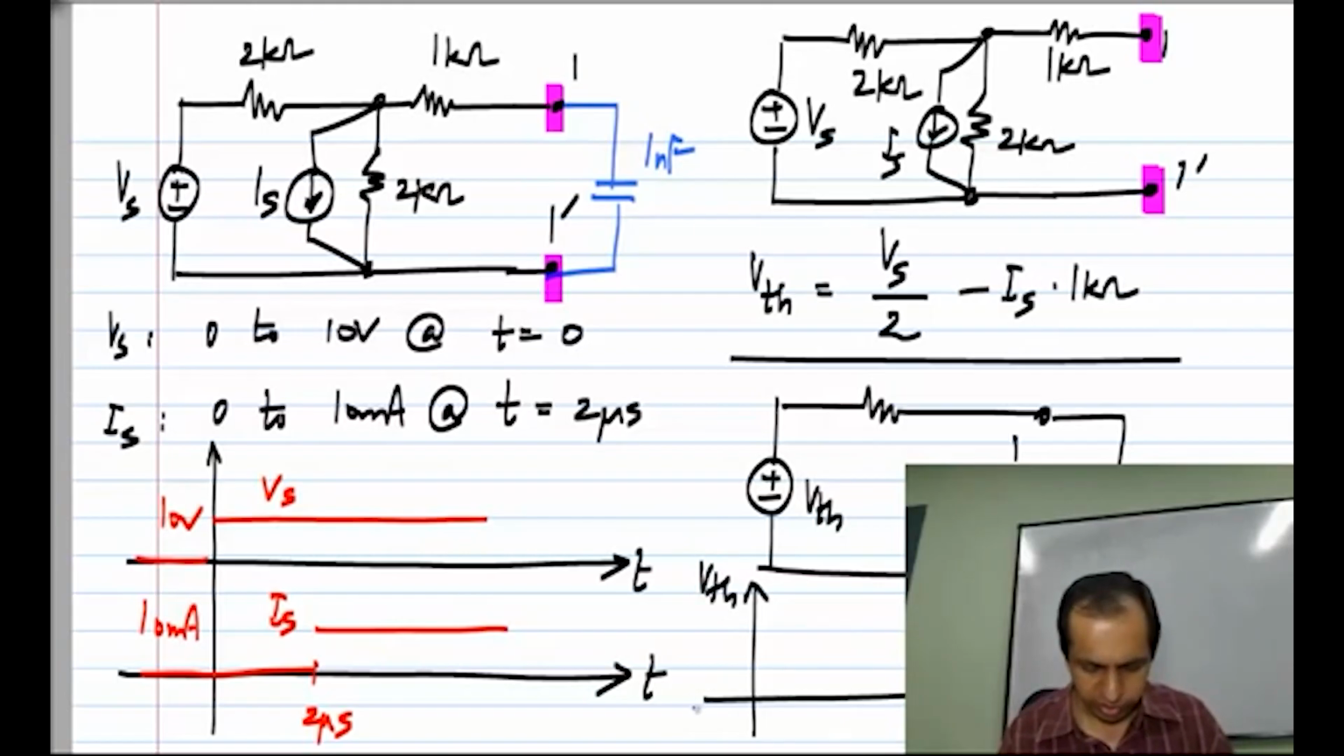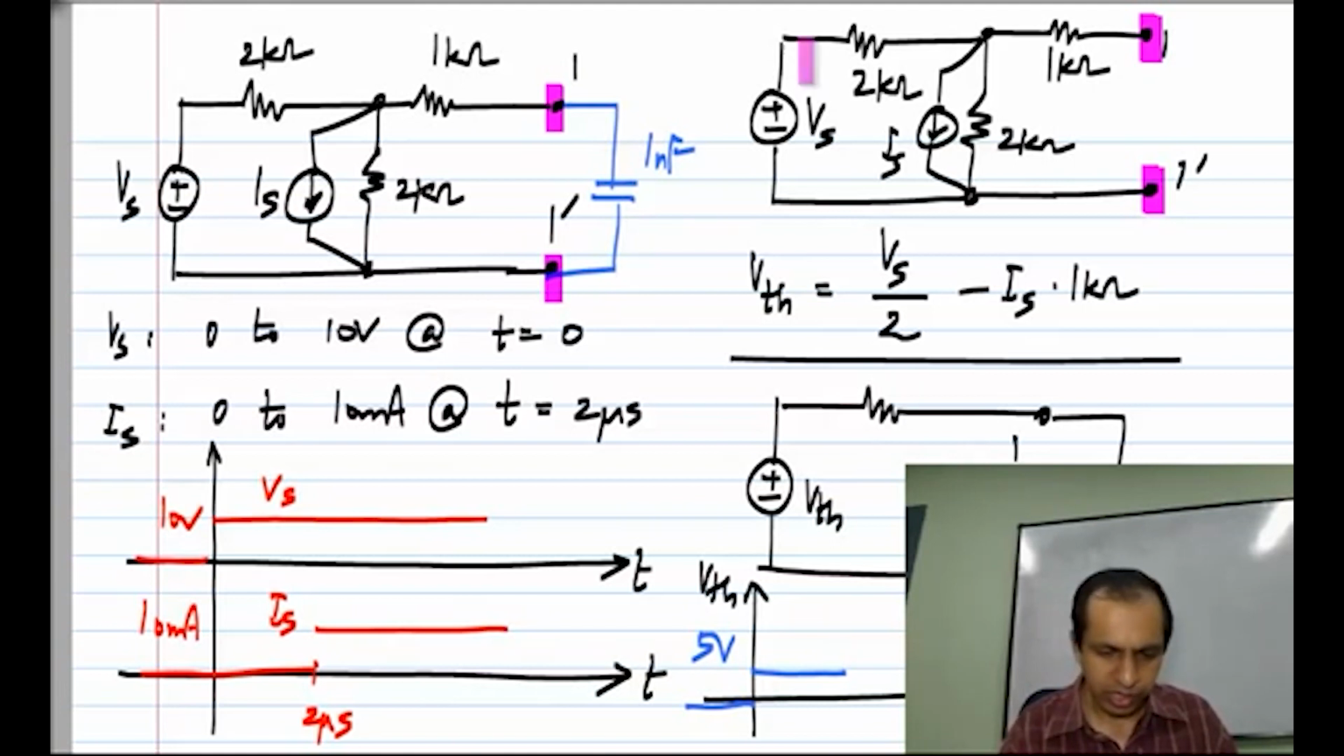So Vth will be 0 before t equal to 0, because both Vs and Is are 0. All you have to do is to substitute these values into that expression, and between t equals 0 and t equals 2 microseconds, the output will step up to 5 volts, which is Vs by 2, and Is is still 0. And after t equals 2 microseconds, the contribution of Vs will be 5 volts, it's Vs by 2, and contribution of Is will be minus 10 volts. So what happens is this will switch down and stay at minus 5 volts forever, because we have no other changes that are specified.